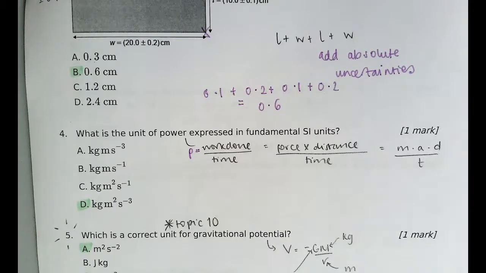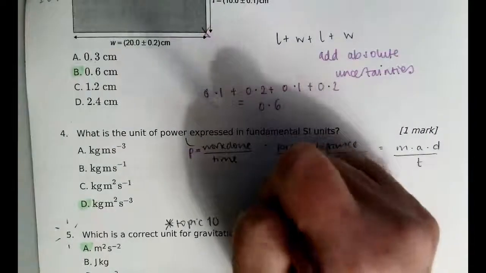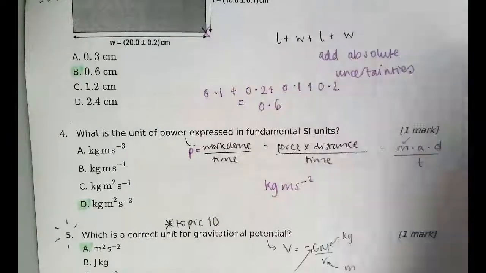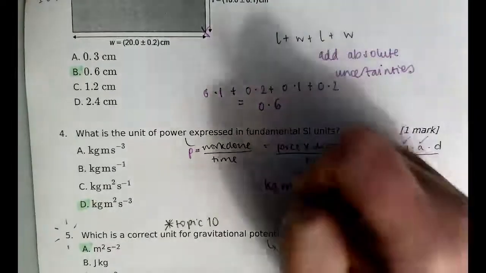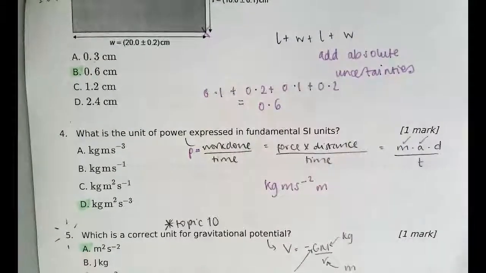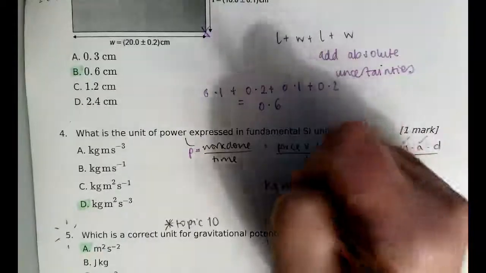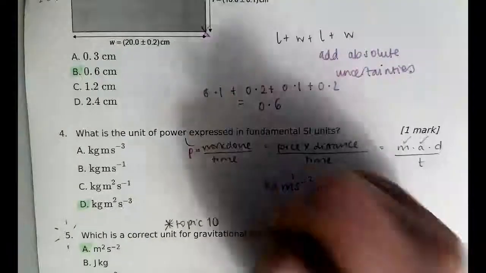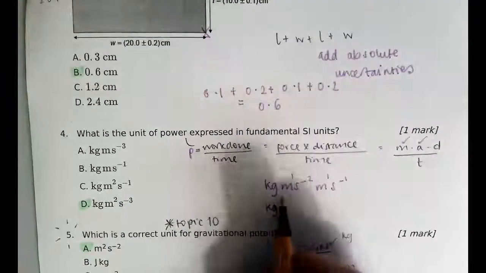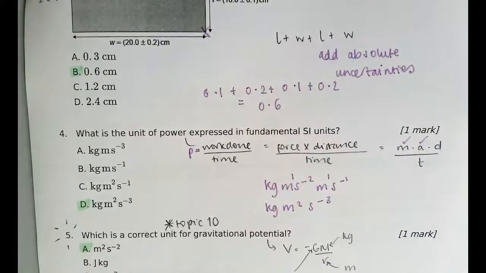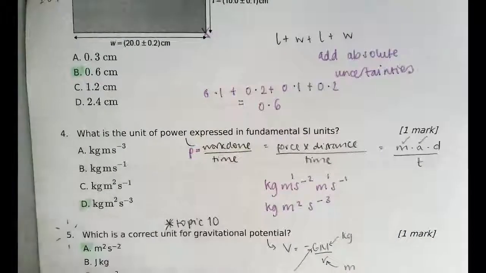For mass, the fundamental unit is kilograms, so that's that one sorted. Acceleration is meters per second squared. Distance is in meters, and per unit time is seconds to the minus 1. Now let's combine like terms. We've got 1 kilogram, we've got 2 meters, and we've got s to the minus 3, which gives us answer D.